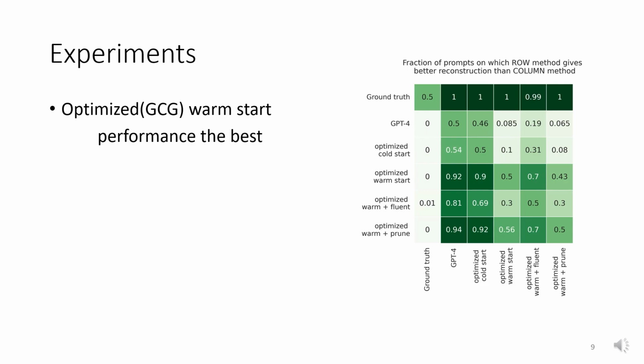To compare all the methods together, we compute the KL divergence with respect to the ground truth, and the figure shows what percentage of the time the row method performs better than the column method. The most effective method is GCG with warm start, and the more intelligible prompts do not improve the performance.